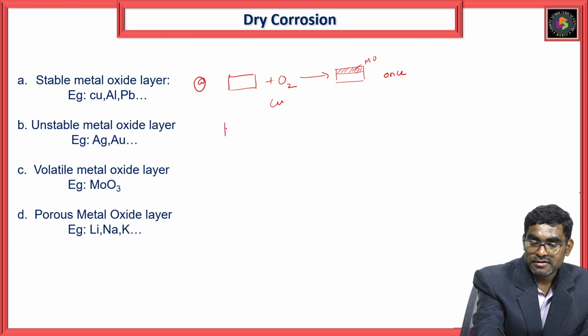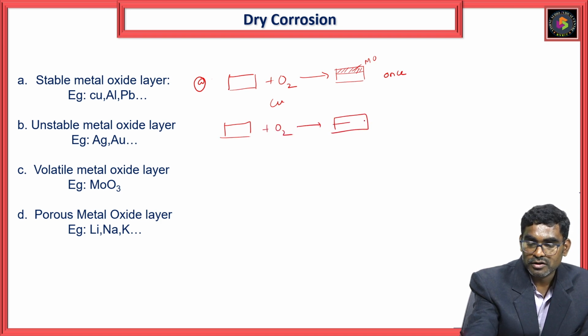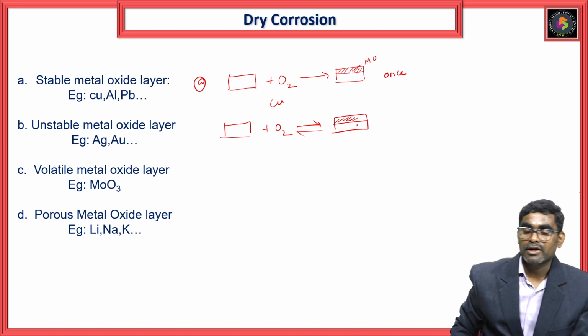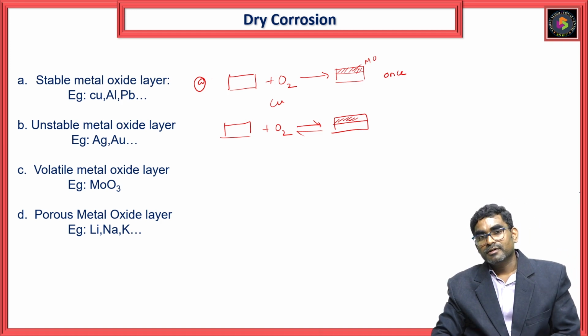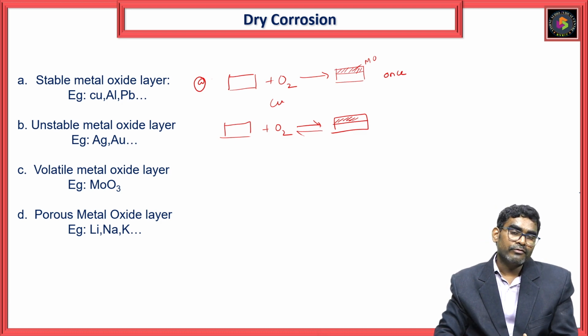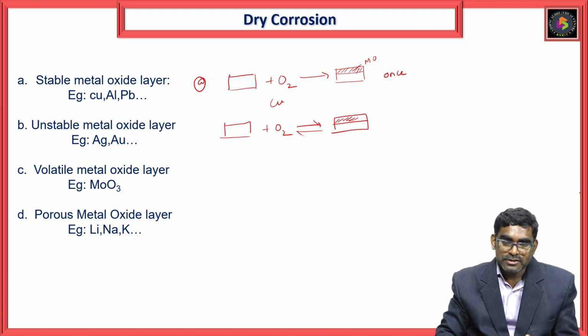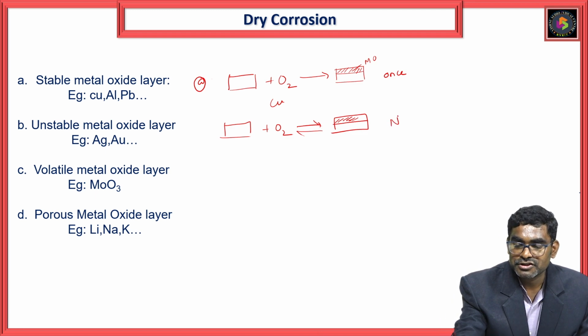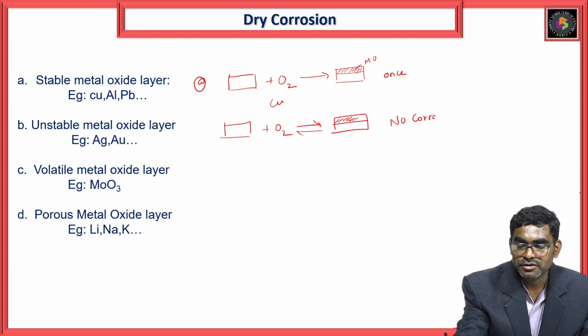unstable, see here, this is the metal, this is the oxide, and it is going to form a metal oxide layer. And again, this metal oxide layer gets back as metal and oxygen. So it is quite unstable, meaning there is no probable scope of undergoing corrosion. So in this condition we will call it no corrosion.